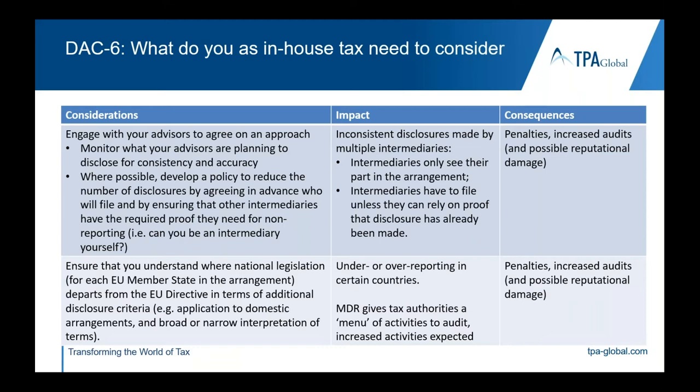So we recommend that it is important for you to engage with your advisor and agree on the approach as to how you can monitor your advisor planning to disclose, for consistency and accuracy. Where it is possible, develop a policy to reduce the number of disclosures by agreeing in advance who will file and by ensuring that other intermediaries have the required proof they need for non-reporting.